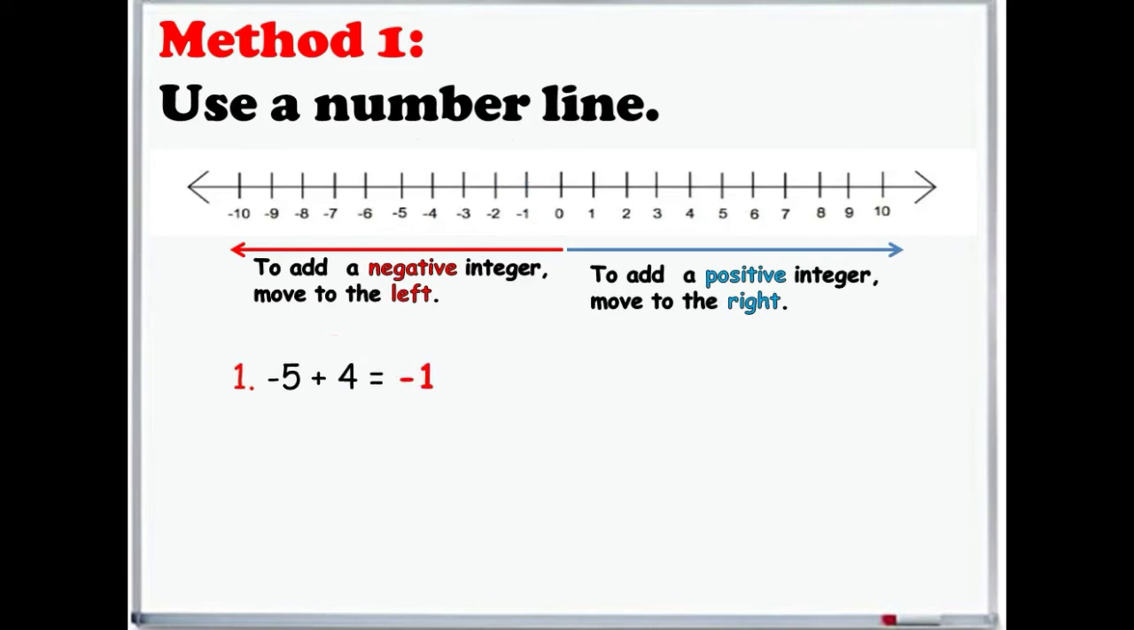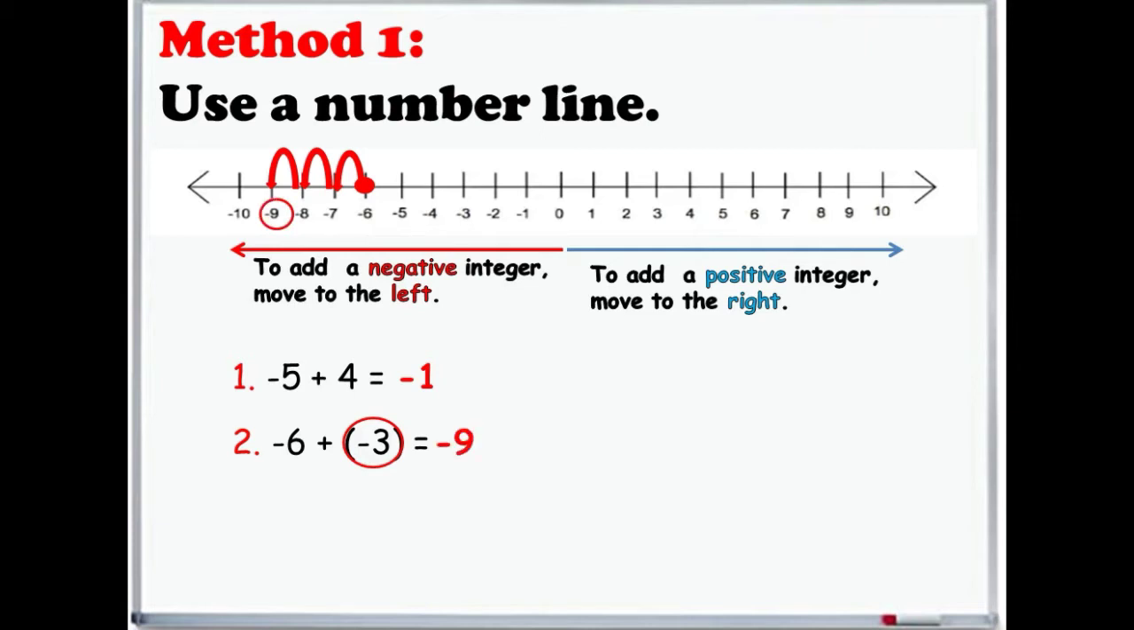For number 2, we have negative 6 plus negative 3. Since we have here negative 3, we will be adding a negative integer to the left. So we have negative 6. Moving to the left, we have 1, 2, 3. Our answer now is negative 9.